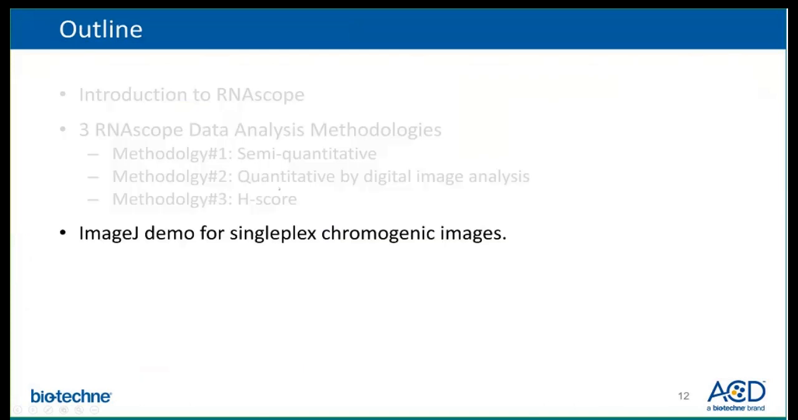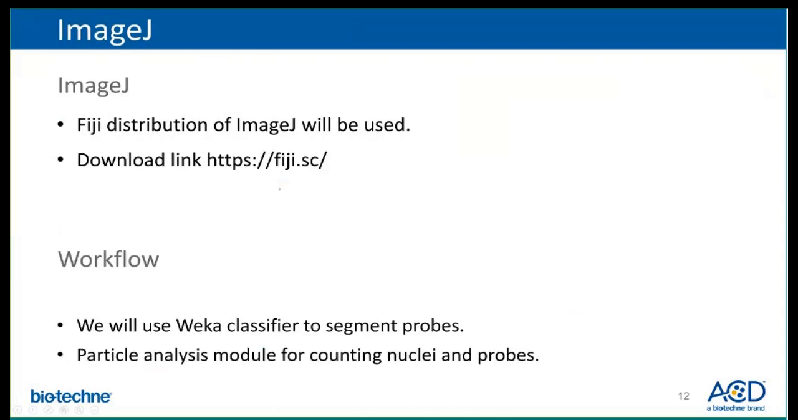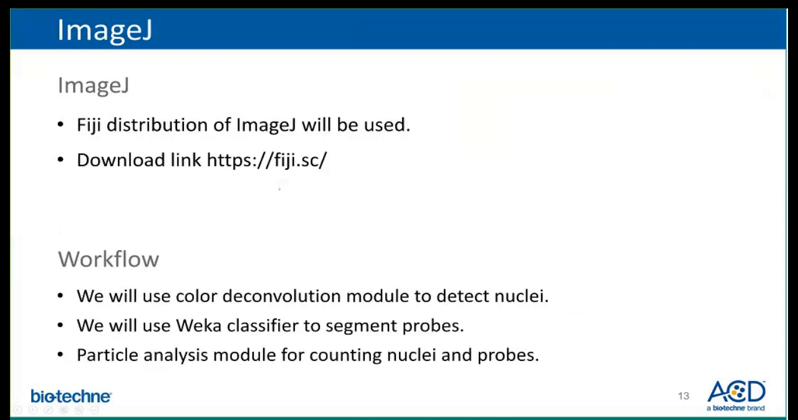Now, after this overview, let's start with ImageJ, and I'm going to show you how we can do the segmentation of cells and dots, and how we count them. The distribution of ImageJ that we're going to use is the Fiji distribution. The download link is as shown here. And as I mentioned, we're going to go over different detections within the image.